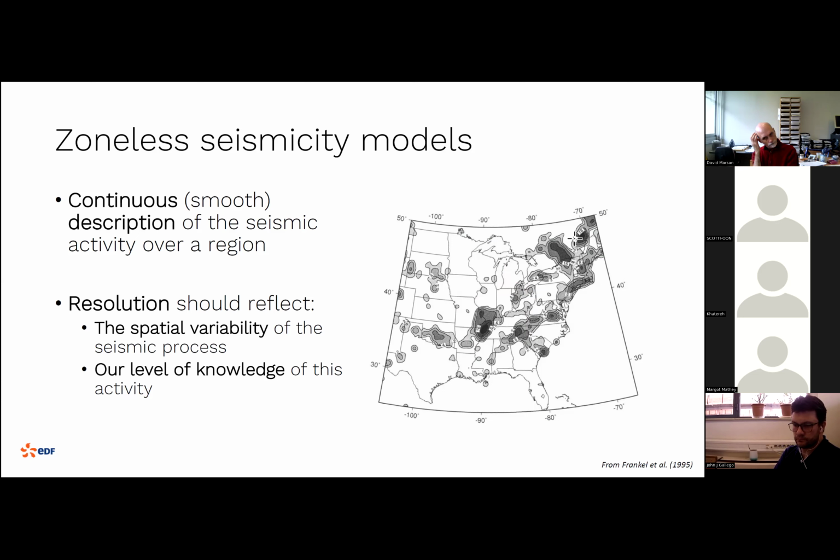And it's good to keep in mind that the resolution of this zoneless model should reflect the spatial variability of the seismic process itself. So it's good to recognize areas of high seismicity rates and areas of low seismicity rates. So the resolution should be adapted to reflect this variability. And then this resolution should also reflect our level of knowledge. That means taking into account at least a measure of the uncertainties we have on the process and on the location.